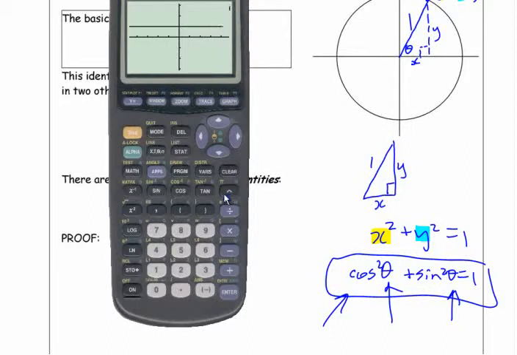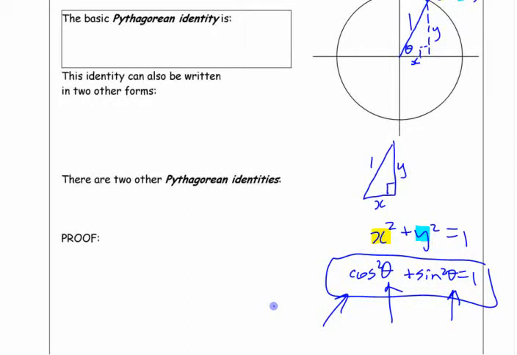Yeah, it has to do some more complicated calculations or however it's programmed to do that. But it's still the same thing. It's 1 all the way across there. It's always 1 for any angle. Okay? So that's the basic Pythagorean identity. Sine squared plus cos squared equals 1.